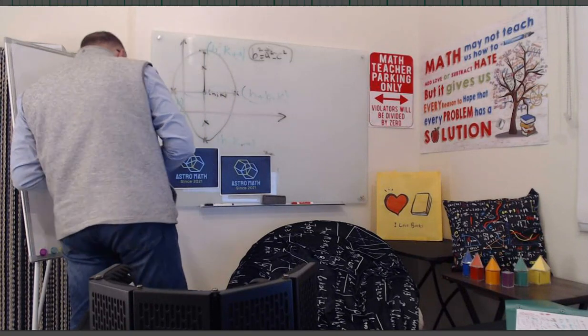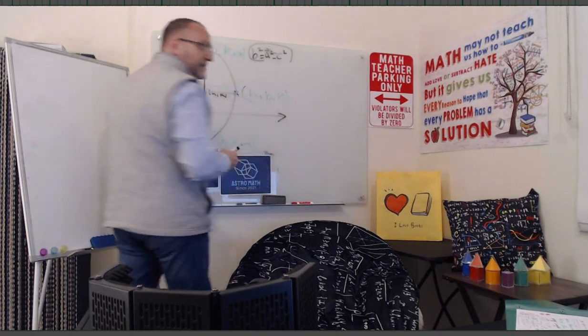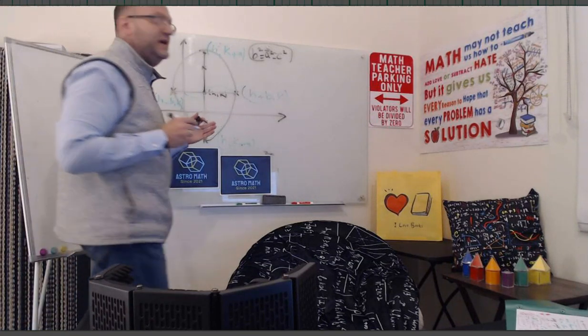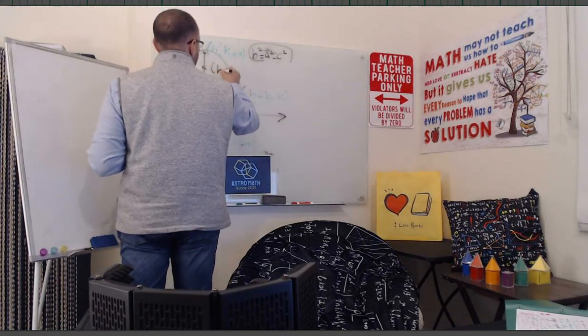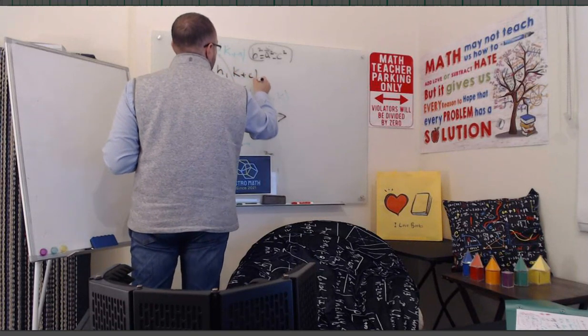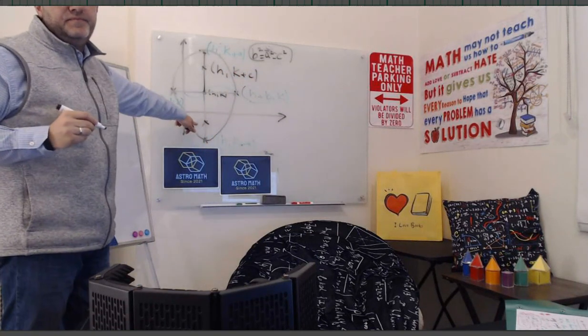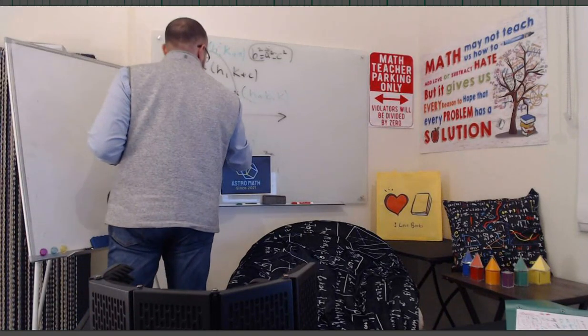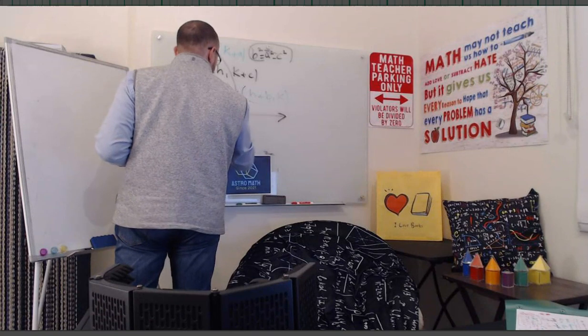Okay? Now, for the F, for the foci, what do we have? Again, H stayed the same, K plus C. So this is H, K plus C. And how about this one? K minus C. Yes, that's it. H, K minus C. Okay?